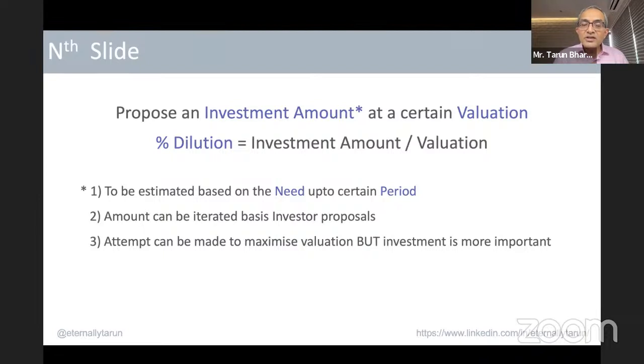So what investors would like to see is that your estimation of the requirement or need has been made holistically, it is complete, and it takes care of certain milestones and reaches a certain period. Typically, in my experience of the last 1.5 years in the startup world, people would look at raising money for about 1 to 1.5 years, because you want to reach a certain milestone. Nobody is going to give you money today for your growth 1.5 years down the line. And of course, the amount will then get iterated basis your discussions with the investor.